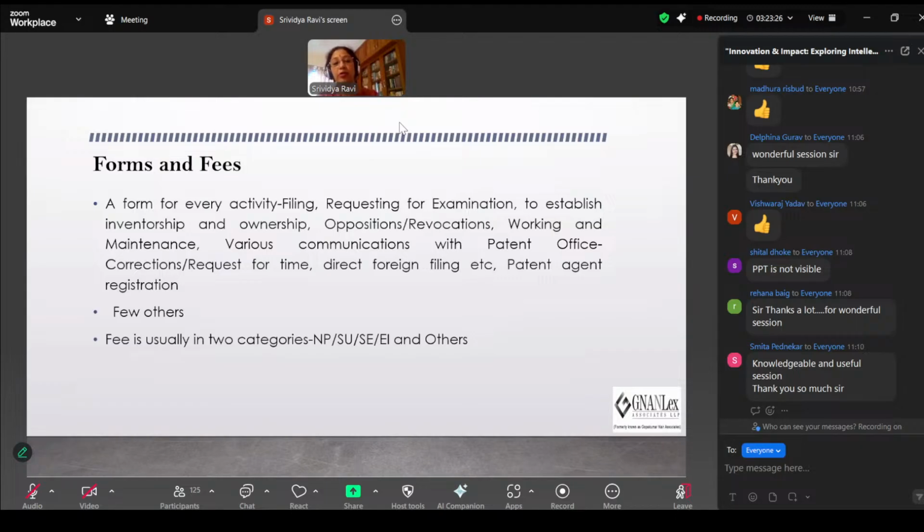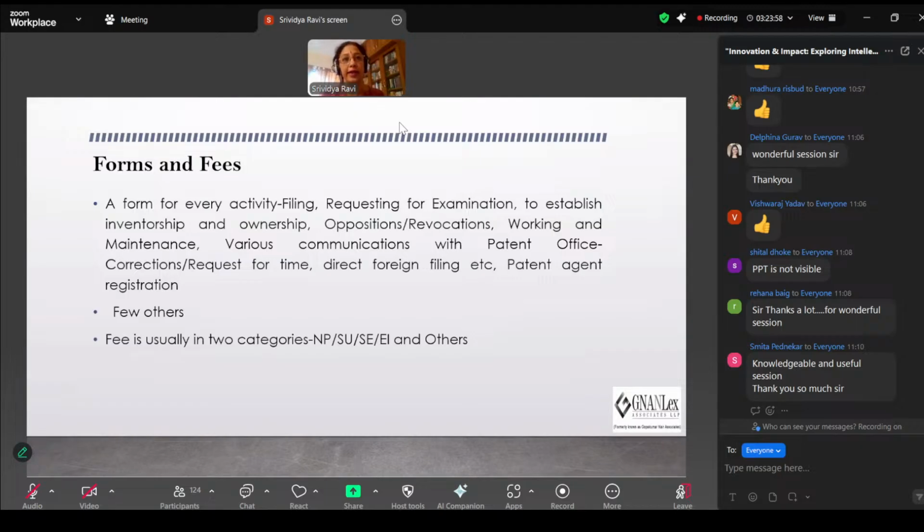The forms, as I told you, we are going to look at, but predominantly with regard to fee, there are two types of fees. One for individuals, startups, small entities, and education institutes. So NP means natural person, SU is startup, SE is small entity. That means you have less than, I think, 100 employees, and education institute is ER.